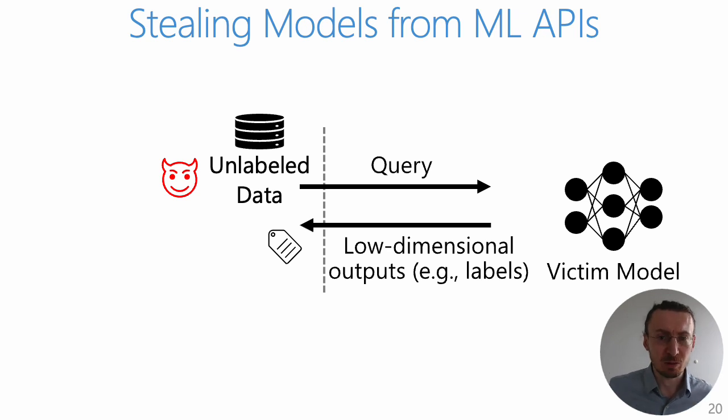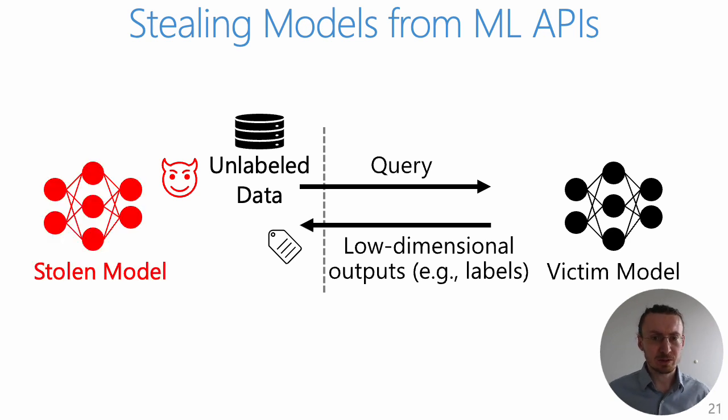However, the user who queries such an ML API might be malicious. So let's look at the ML API from this perspective. How to steal the model behind the API? Actually, it's relatively easy. An adversary has to collect some unlabeled data. Then each of the unlabeled data items is sent as a query to the ML API, and the API responds with low-dimensional outputs such as labels or softmax scores. Based on these queries and obtained labels, the adversary trains a stolen copy of the victim model.